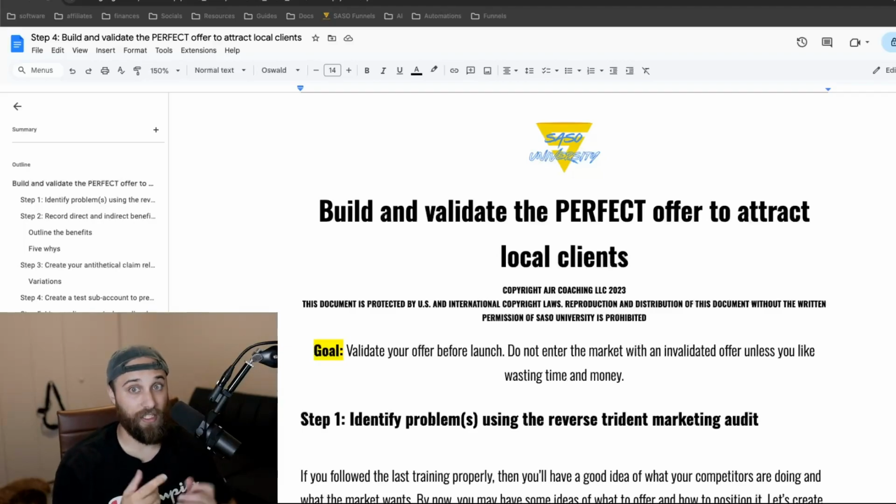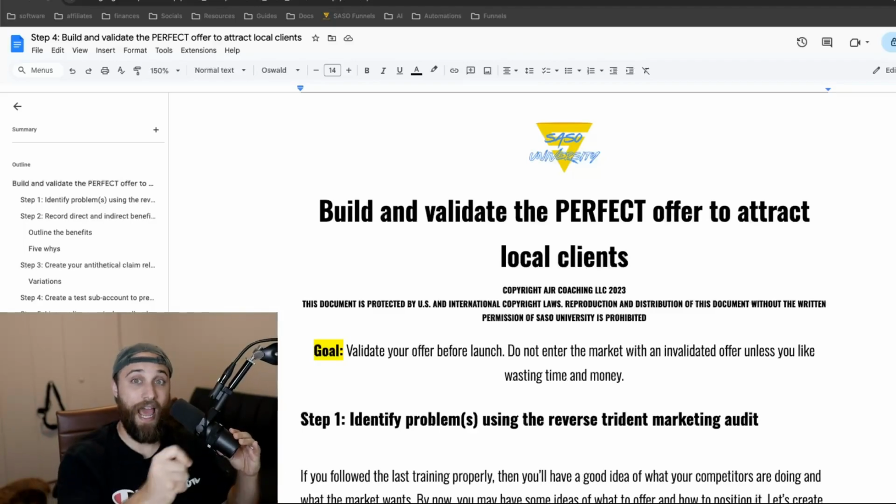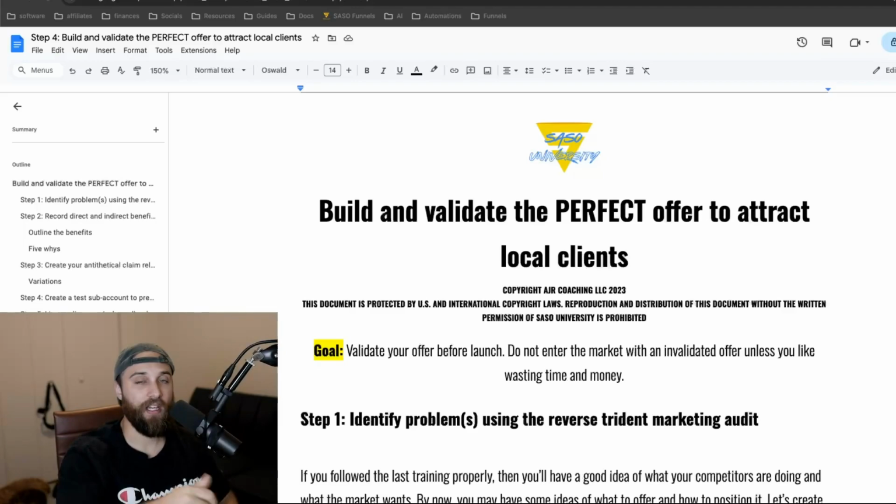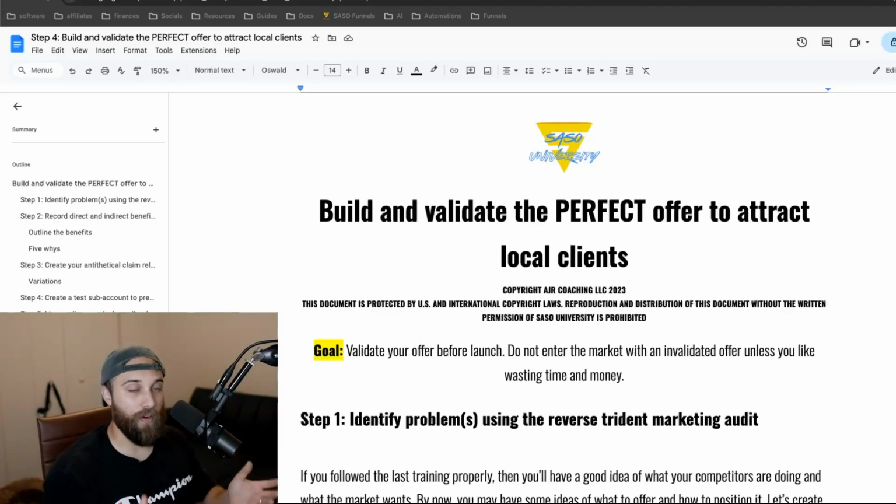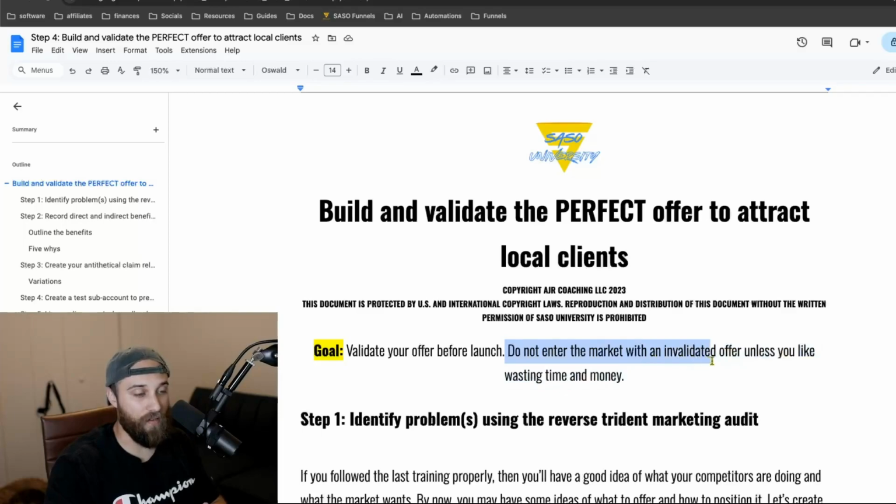So if somebody tells you that's a great idea, it could just be lip service. They could just be telling you that just to be nice. But if somebody's saying, hey, here's actual money, I want in, now you know, okay, I'm on to something. So that is the goal. We want to validate your offer before we launch the digital presence. We do not want to enter the market with an invalidated offer unless you like wasting time and money.